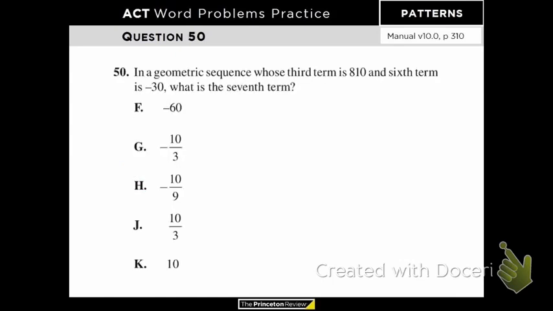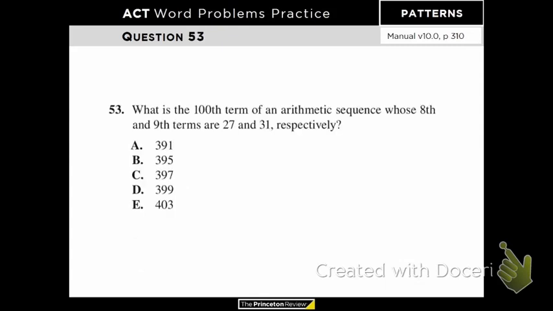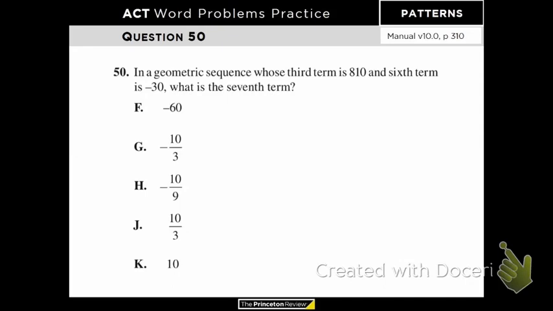50, in a geometric sequence whose third term is 810 and sixth term is negative 30, what is the seventh term? Okay, so we're going to use process of elimination here. So the third term, 1, 2, so the third term is 810, 4, 5, the sixth term is negative 30. What is the seventh term? That's what we're trying to figure out.